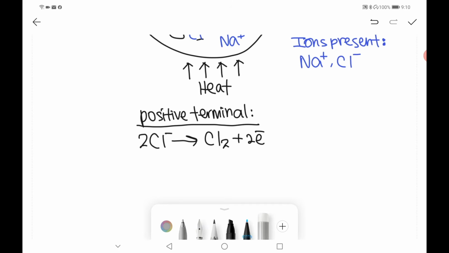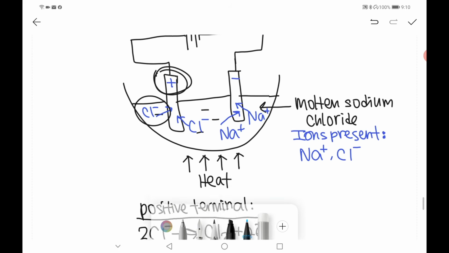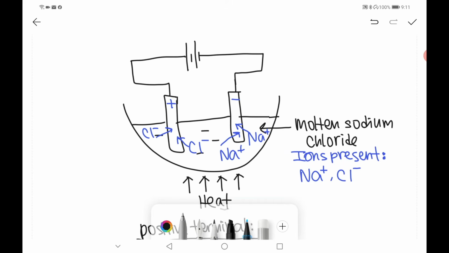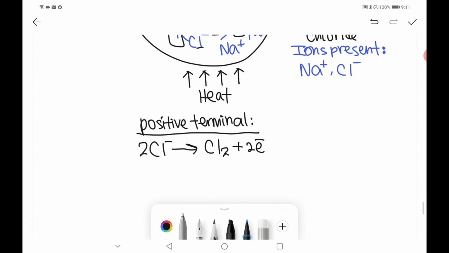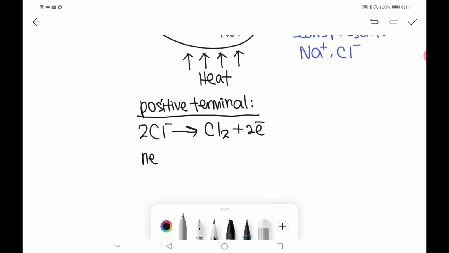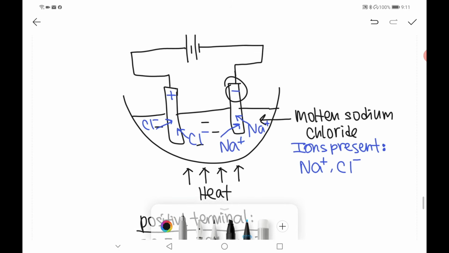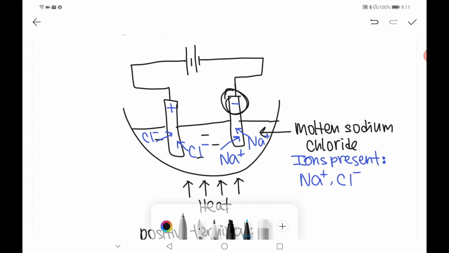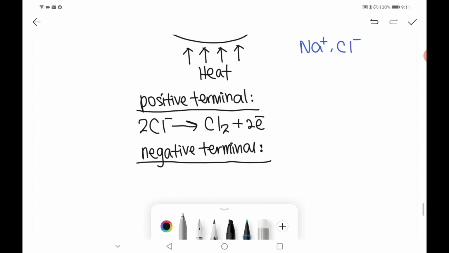Okay, so let's write another half equation. Let's go to the other terminal, the negative terminal. For the negative terminal, which ion goes over? Look at the picture. At the negative terminal, the sodium ion comes over. So Na plus goes to the negative terminal.